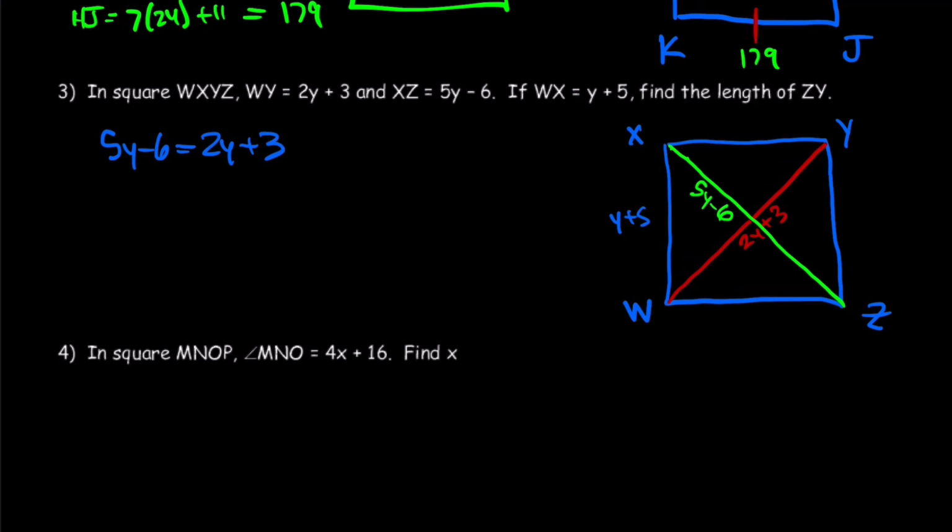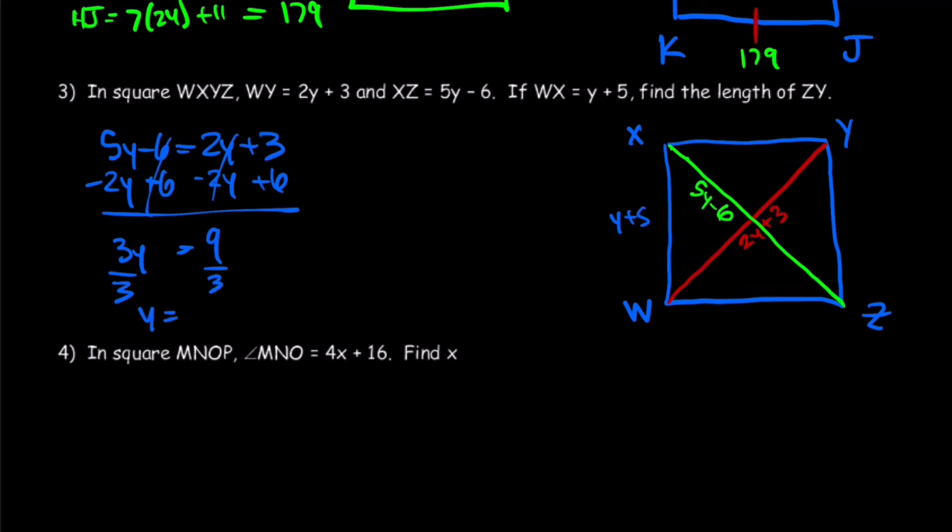I'm going to solve this for y. So let's subtract 2y from both sides, add 6. That gives me 3y equals 9, divided by 3. Y equals 3. So now what I need to do is I need to find ZY. That's going to be the same as XW, which is y plus 5, or 3 plus 5. That's actually going to be 8.